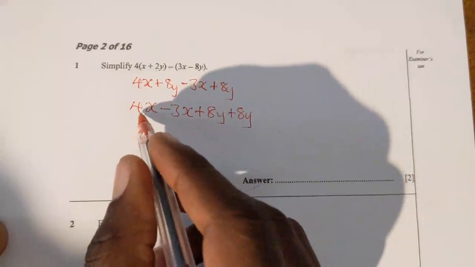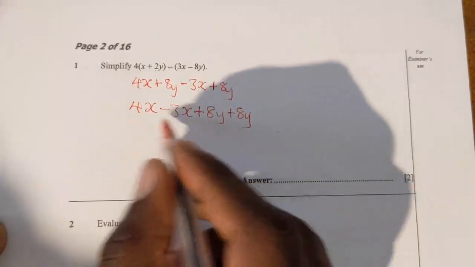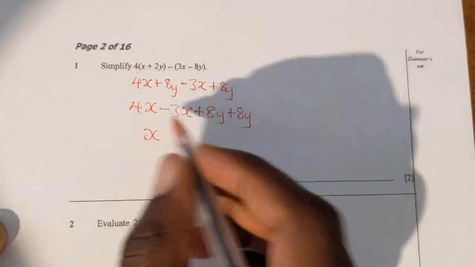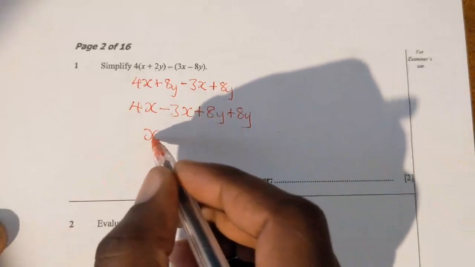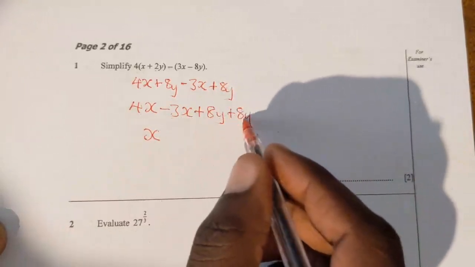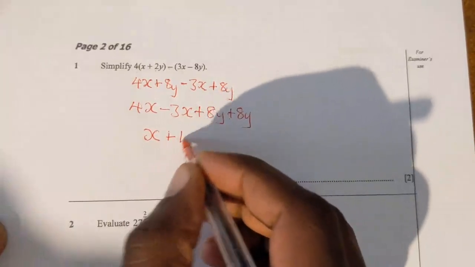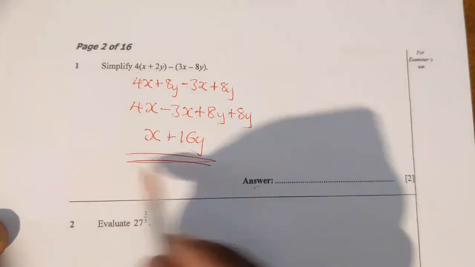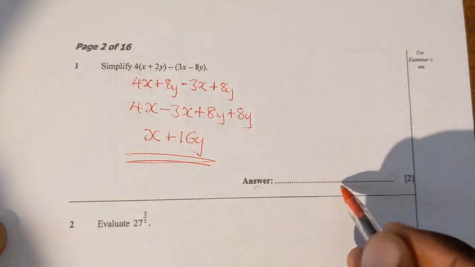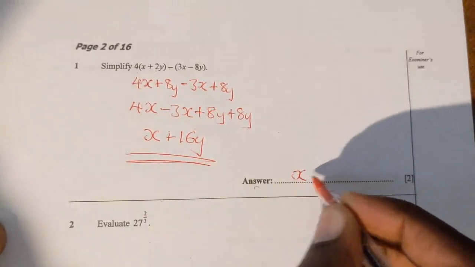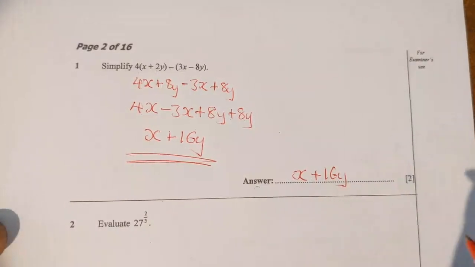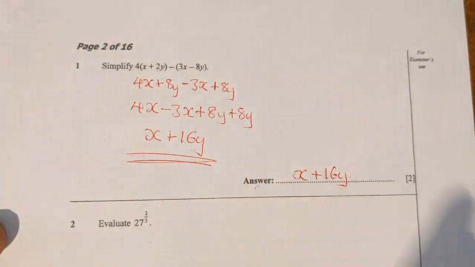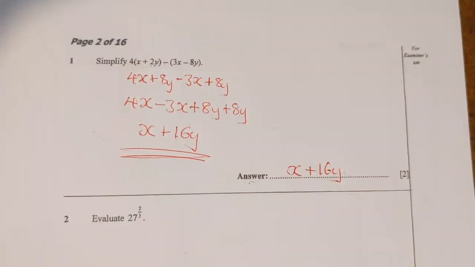So from here now you can say 4x minus 3x, so that is going to be what? It is going to be just x, because it is just 4 minus 3, it's 1, and 1 is just the coefficient of x. So here 8y plus 8y, that is what? Positive 16y. As simple as that. So make sure that when you solve, you get your answer, you put it here. So our answer here is plus 16y. Solve from here, put your answer here. Okay, let's go to another question.